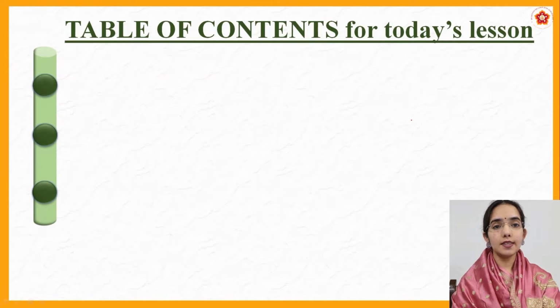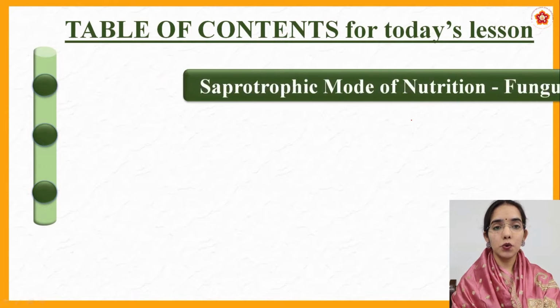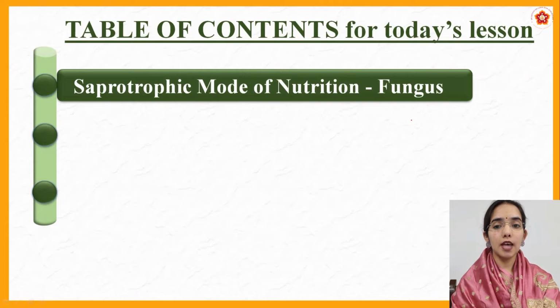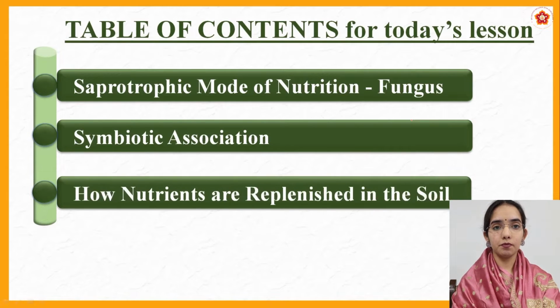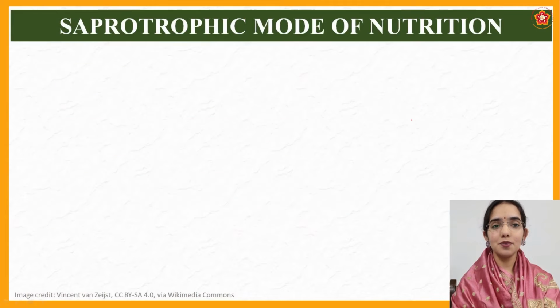Now, let's have a look at the table of contents for today's lesson. We'll be studying about saprotrophic mode of nutrition, which is mainly seen in fungus. We'll be then learning about symbiotic association, and we'll study how nutrients are replenished in the soil. Let's get started.